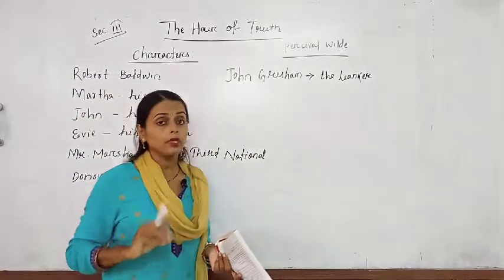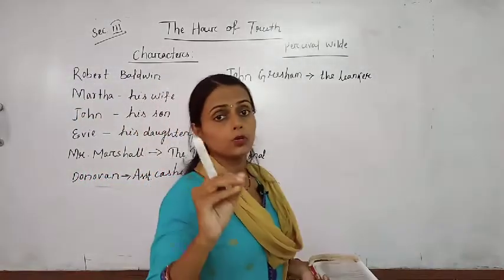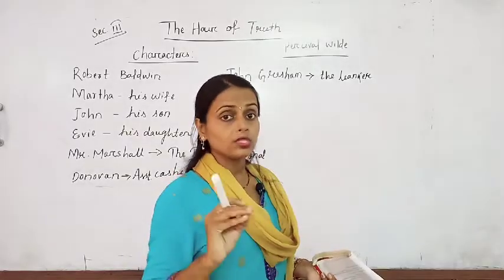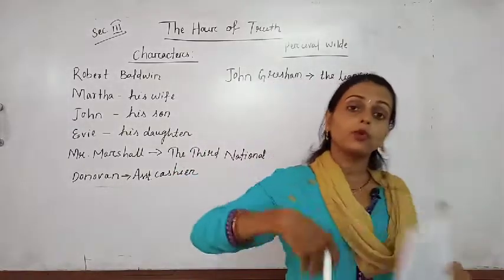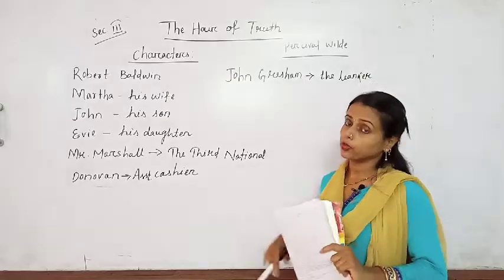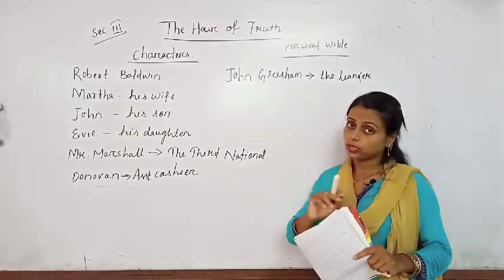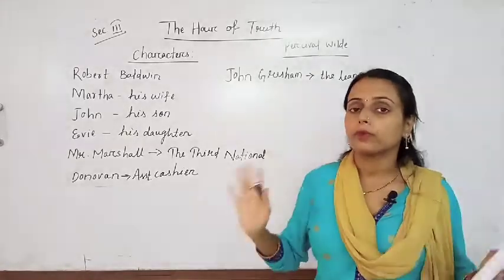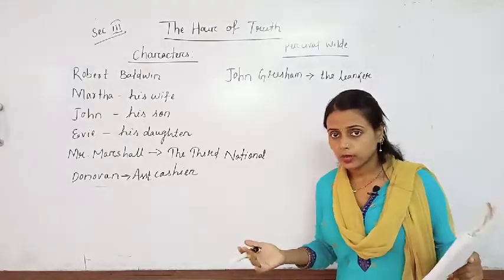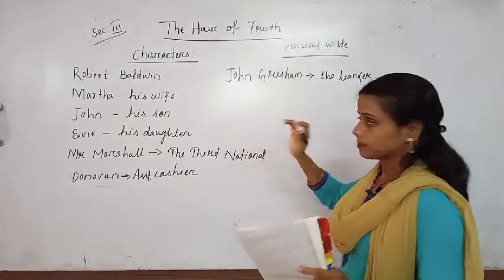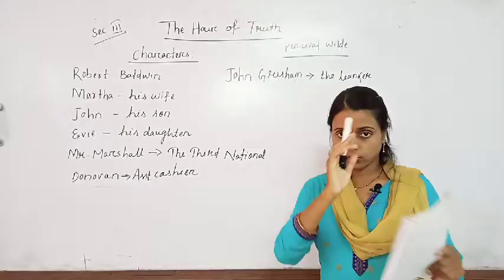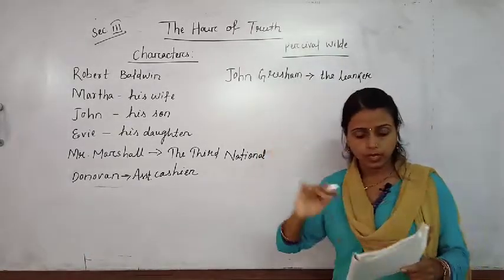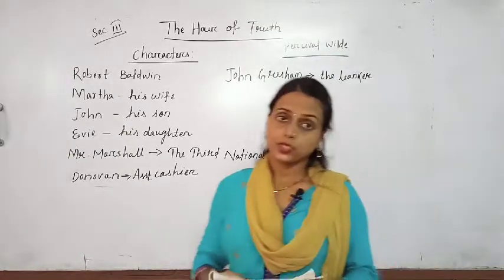And what is the bribe? The bribe is $100,000 in order to speak the truth, but a modified truth. What is the modified truth? Robert Baldwin has to say that he can't remember. That's why he is being offered $100,000 by John Gresham. Okay, now let us go to section 3.